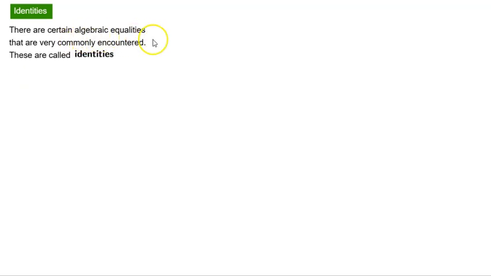Let us look at identities. There are certain algebraic equalities that are very commonly encountered. These are called identities. Let's look at them one by one.